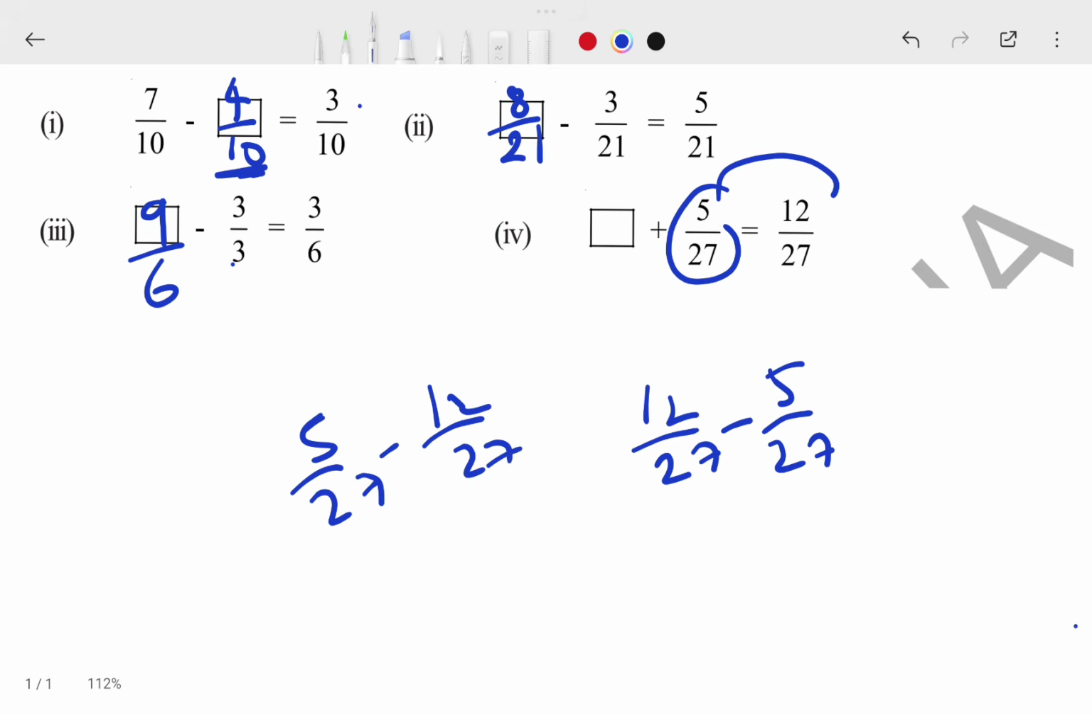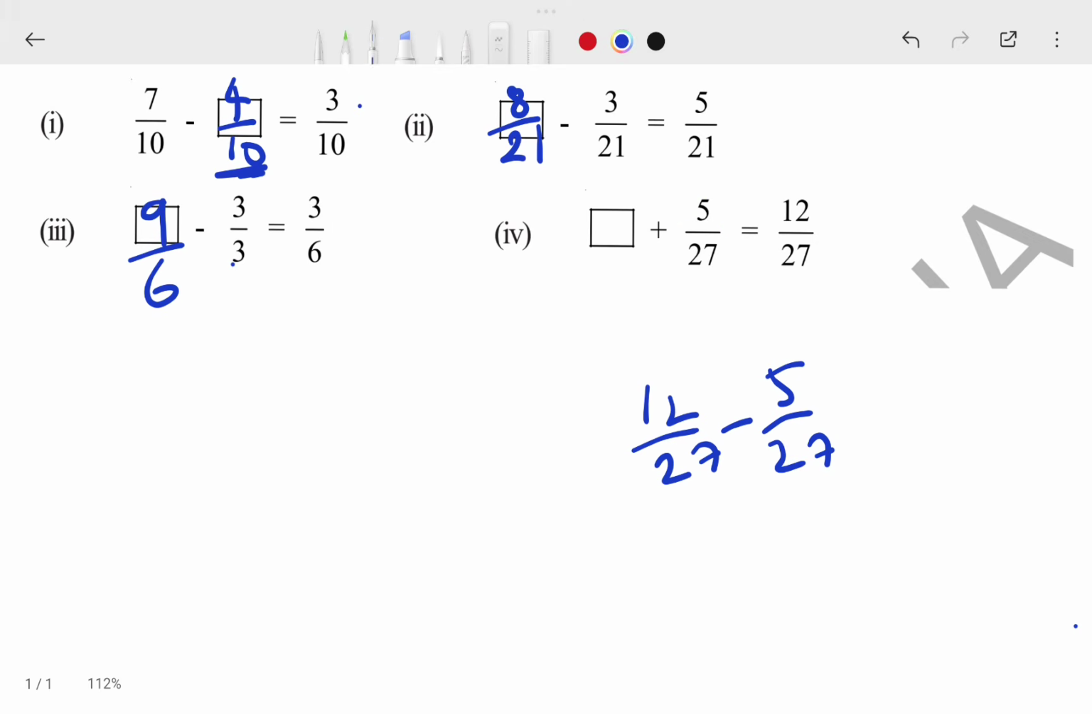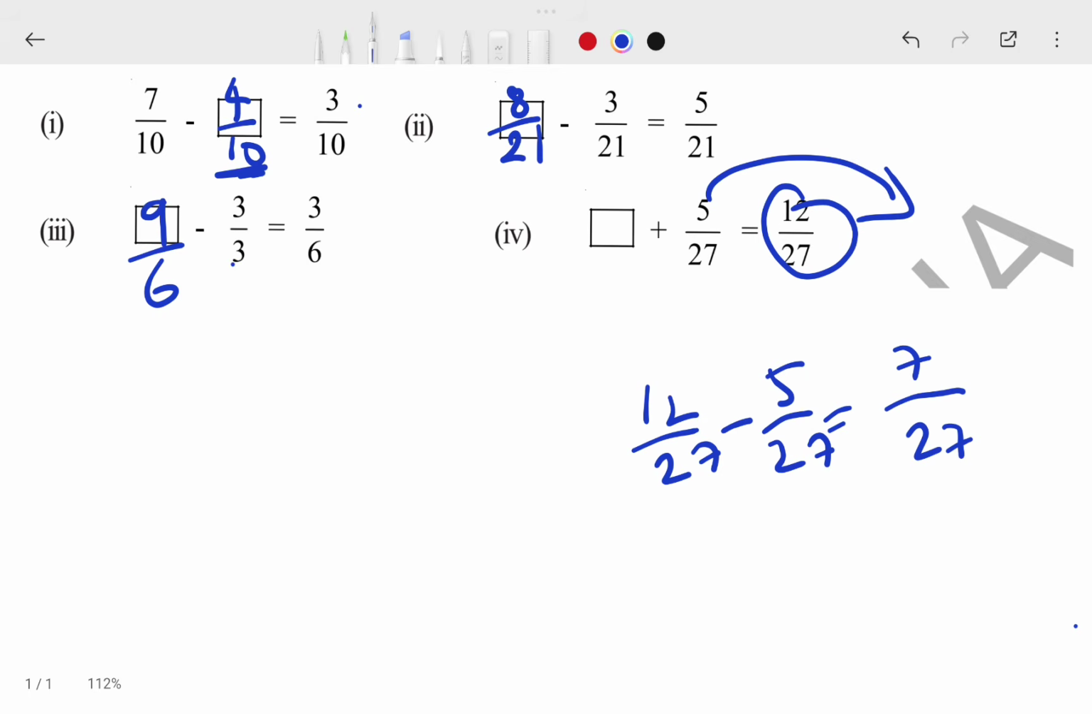Try not to get numbers like minus 12 by 27. It is a misunderstanding. Why? Because from 5, how can you subtract 12? You have 5 chocolates. From 5 chocolates, how will you subtract 12 chocolates? Not possible. That's why take the smaller number to the bigger number only, because in this one 12 is greater, so this 5 we take to that side. Here also we did the same. So 12 minus 5 is 7 by 27. So our answer is 7 by 27. Simple, nothing more in it.